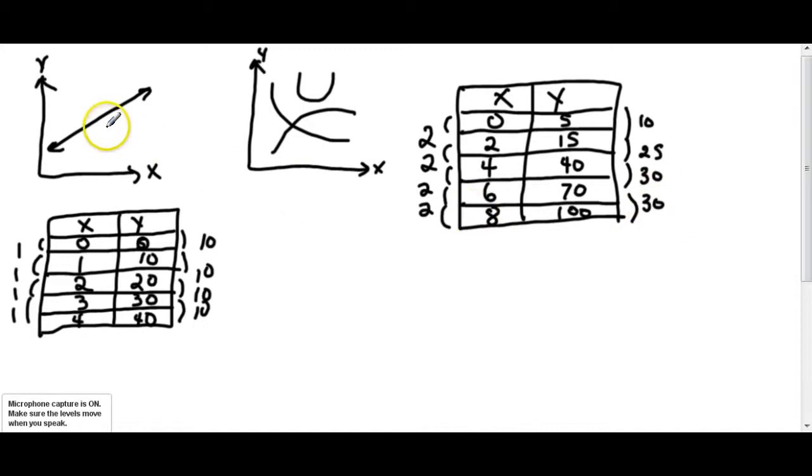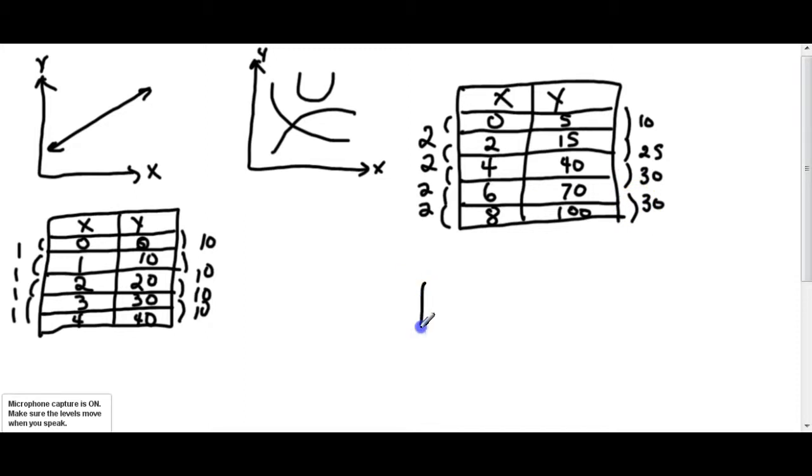For it to be a linear relation, both values x and y must go up at a constant rate. Over here, we've got our x values going up at a constant rate, but we have our y values going up at a non-constant rate.